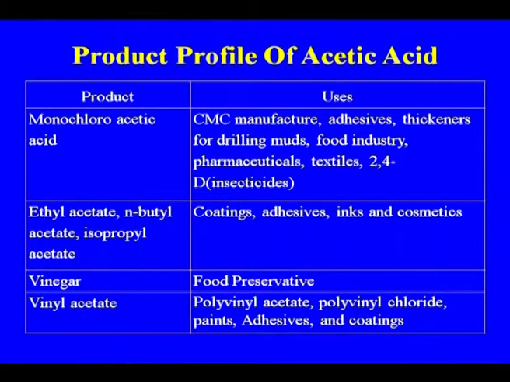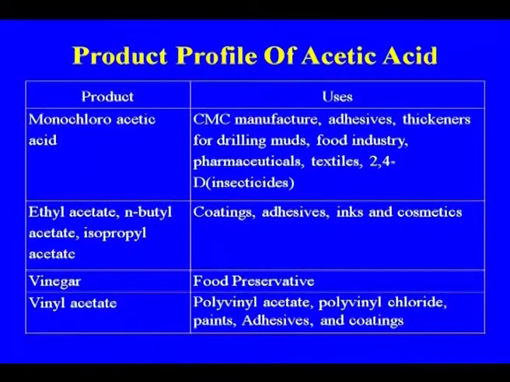monochloroacetic acid, ethyl acetate, N-butyl acetate, isopropyl acetate, vinegar, vinyl acetate, and polyvinyl acetate, because that was the name earlier of the Jubilant organization, VAM Organic. So, they were making vinyl acetate monomer, and that was going to the polyvinyl acetate, which has a very wide application: polyvinyl chloride, paints, adhesives and coatings. So, these are some of the major outlets for the vinyl acetate.